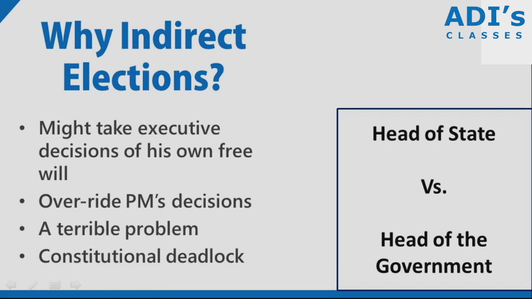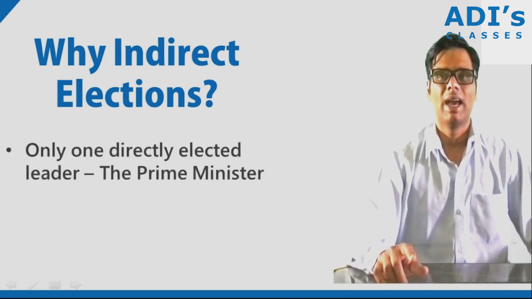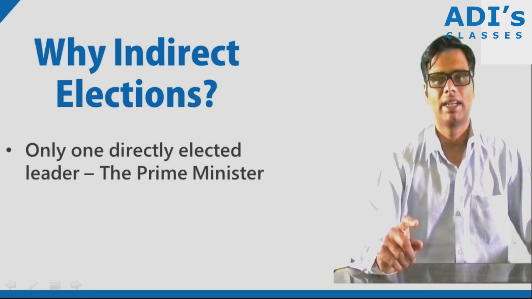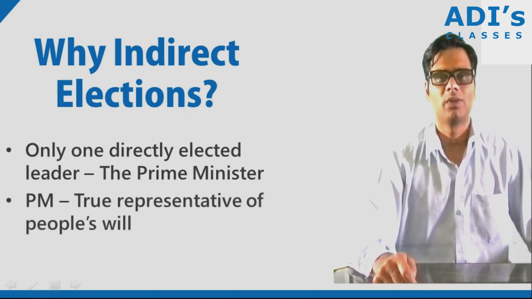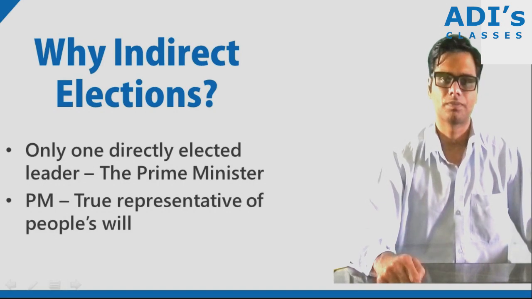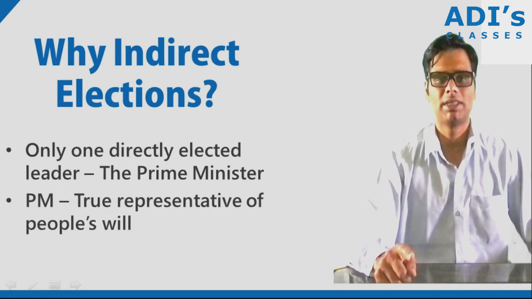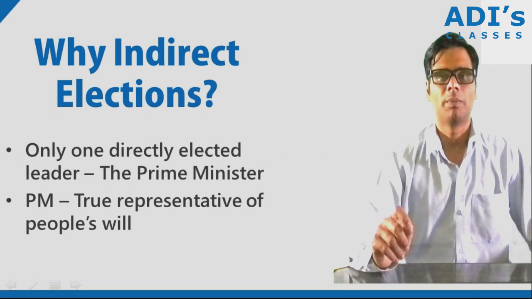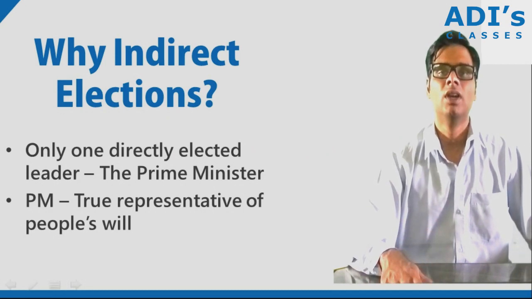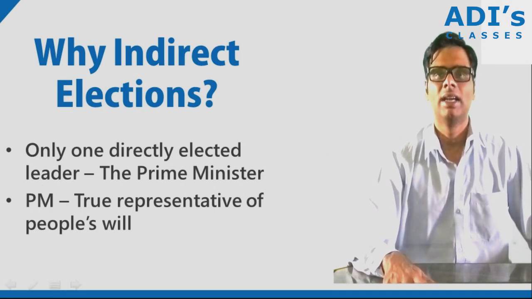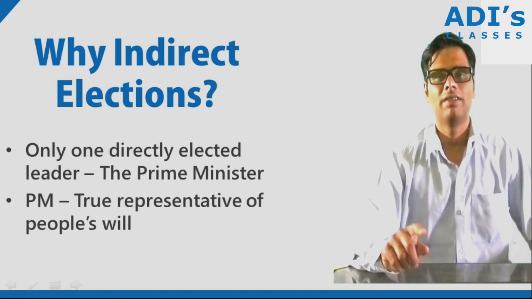The makers of the constitution, that is the Constituent Assembly, foresaw this. They saw that if both of them are directly elected by the people, then there can be a constitutional deadlock. Hence, when there is only one such directly elected leader, that is the prime minister, then the question of true representative of people's will is never called into question, and such problems can be avoided. So the prime minister is the true representative of people's will, because he is the head of the government. He has the majority in the Lok Sabha. The president is the head of the state. So if the president is indirectly elected, then the true custodian of the people's will never be questioned.